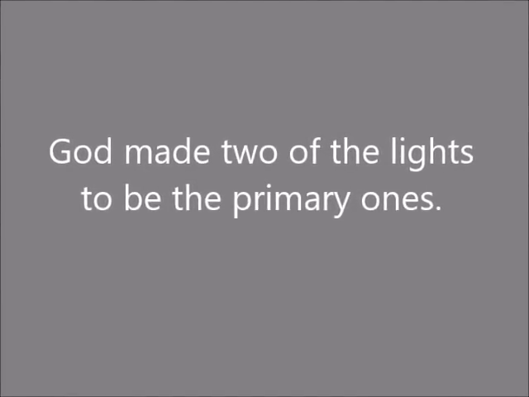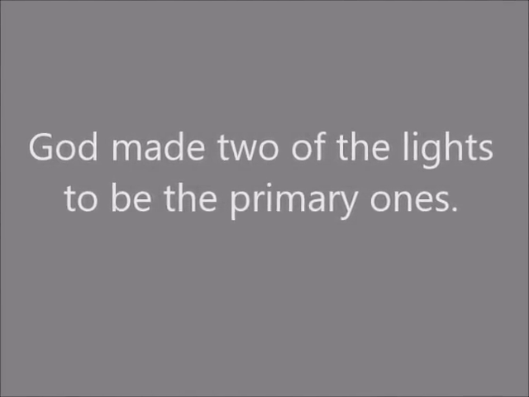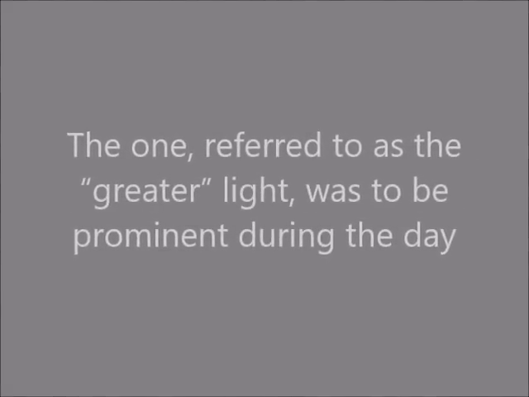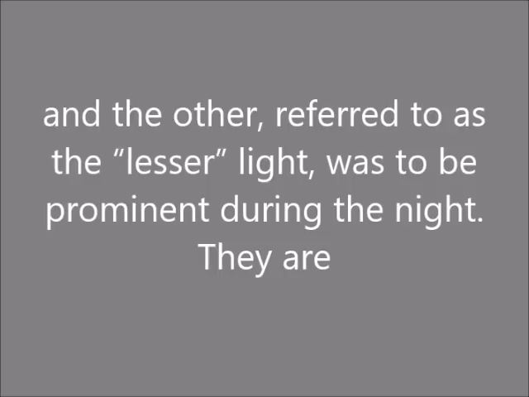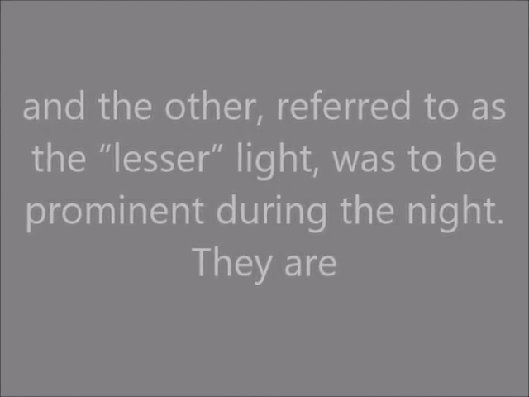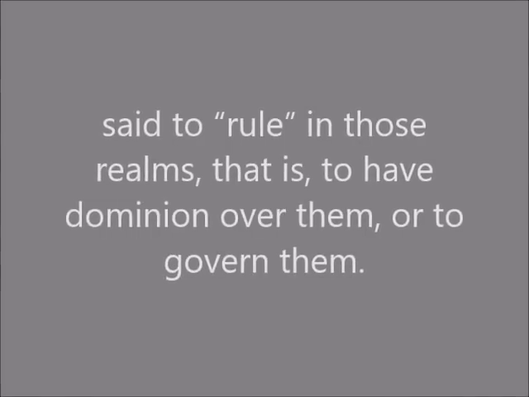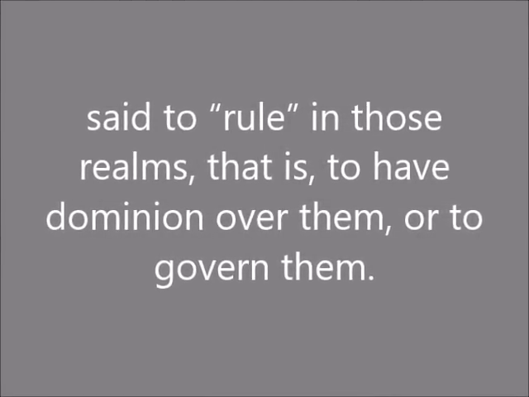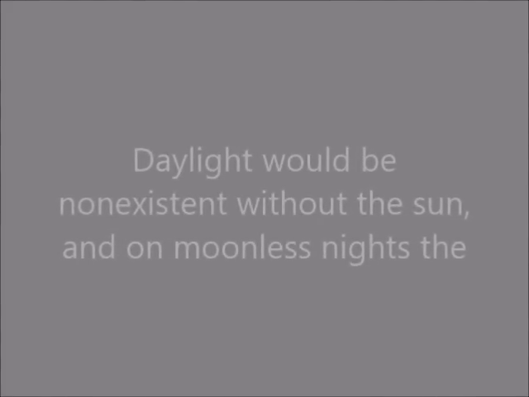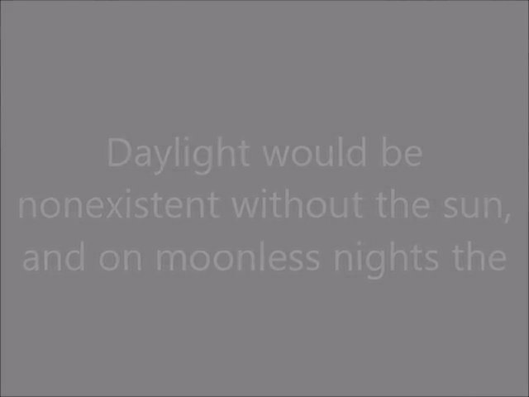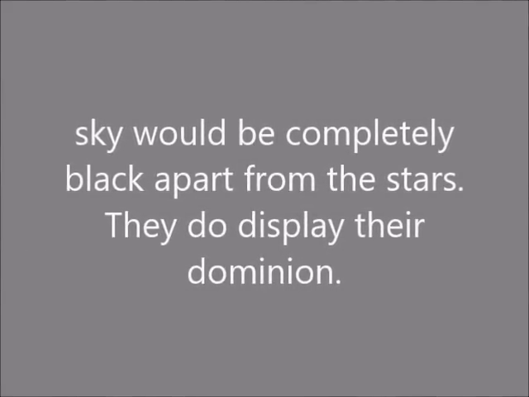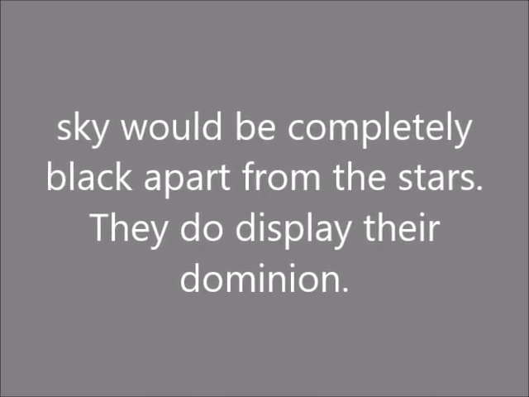Their placement, Genesis 1:16 through 17. God made two of the lights to be the primary ones. The one referred to as the greater light was to be prominent during the day, and the other referred to as the lesser light was to be prominent during the night. They are said to rule in those realms, that is, to have dominion over them or to govern them. Daylight would be non-existent without the sun, and on moonless nights the sky would be completely black apart from the stars. They do display their dominion.